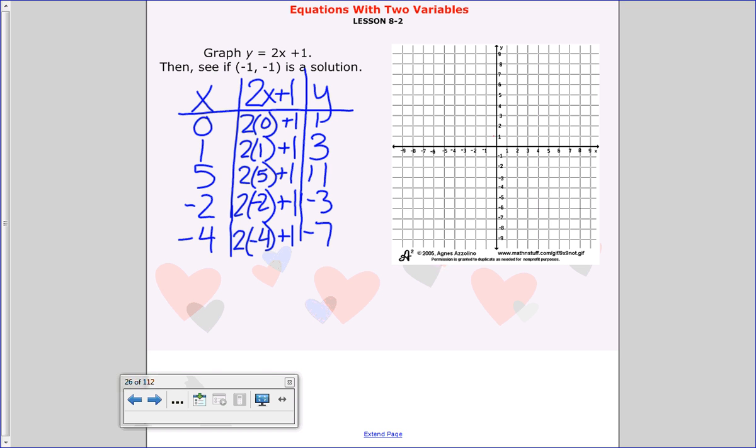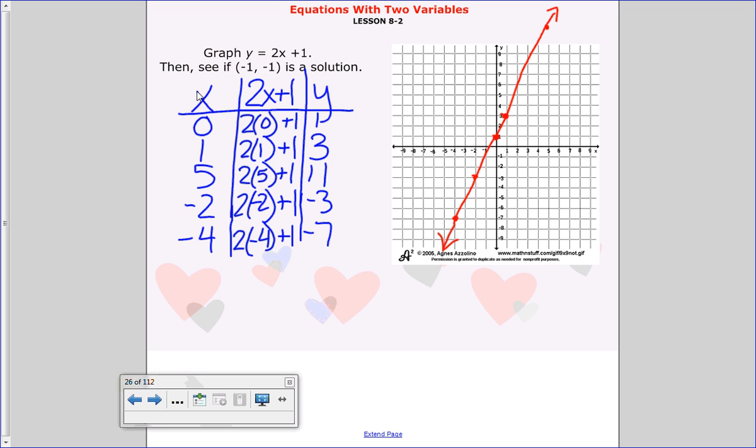I have 0, 1, 1, 3, 5, 11, which is probably around here. Let's see, -2, -3, and -4, -7. There we go. I have my 5 points. So now I am going to connect the dots, put my arrows at the end, and there we go. I have it. However, now I have to check to see, is -1, -1 a solution?